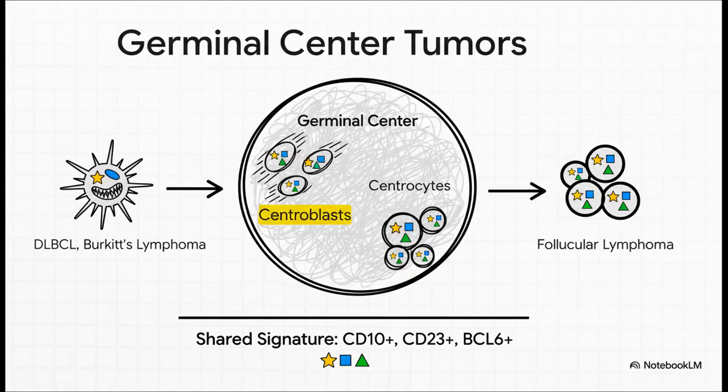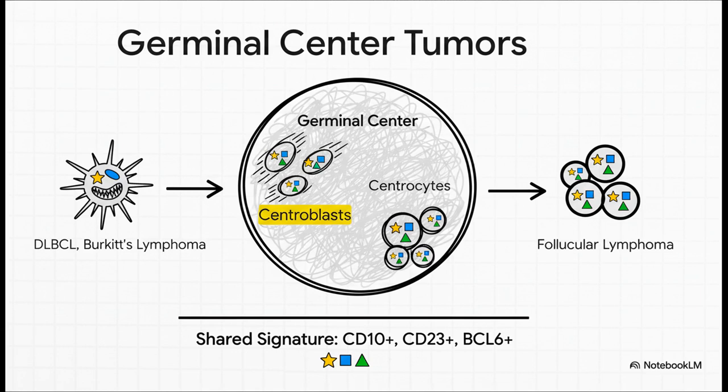So inside that germinal center, B cells are going through this intense process of mutation and selection to improve their antibodies. It's a high-stakes environment, and cancers that arise here reflect their specific cell of origin. Those rapidly dividing centroblasts can give rise to really aggressive cancers like diffuse large B-cell lymphoma and Burkitt's lymphoma. The more mature centrocytes, on the other hand, can lead to follicular lymphoma.